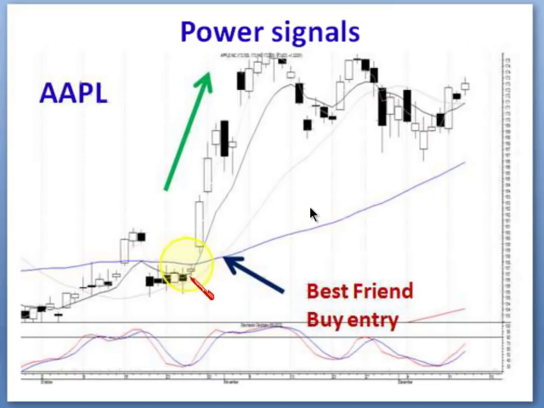Best friend. If we identify the best friend signal, we can be buying, if not here, buying here, because that would be confirming our best friend signal. How deep can a doji be? Warren, I don't understand that question. How deep?